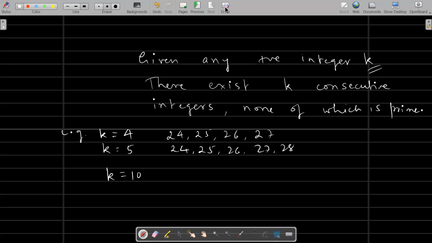Let's say in between, 29 is prime. So these are not consecutive. I want, without any break, some 10 consecutive numbers, all of which are composite. None of them is prime.